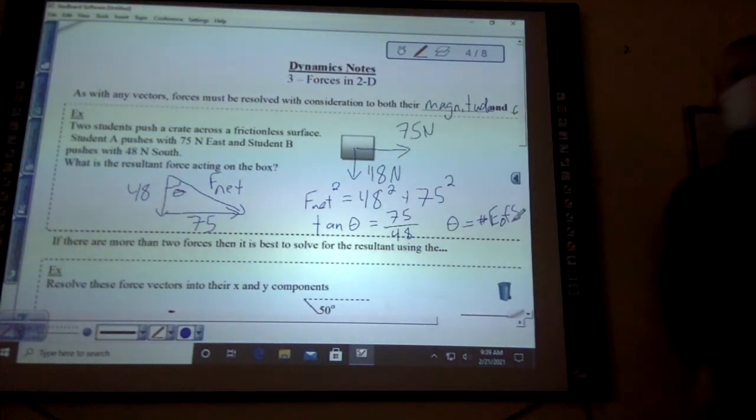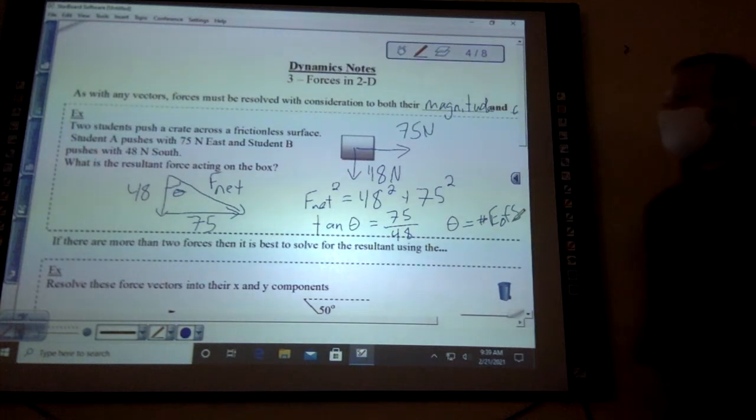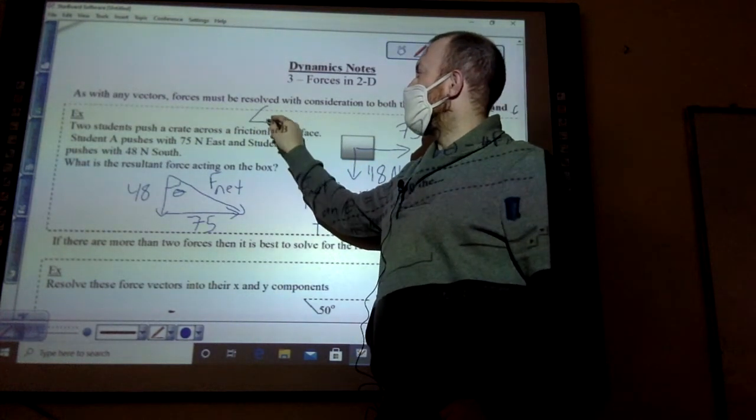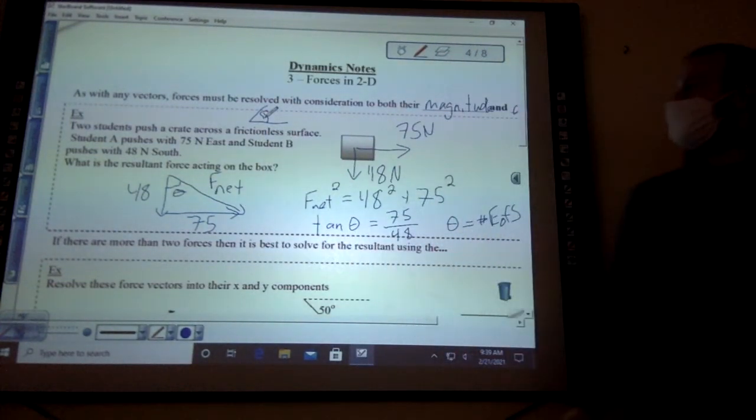Would this also be north of east? No, there is no north of east here. North of east would be some angle where I start at east and I move north of east, which is nowhere in the triangle there.